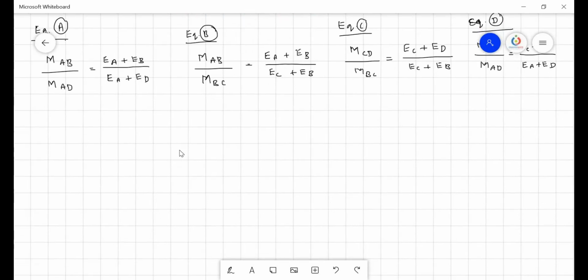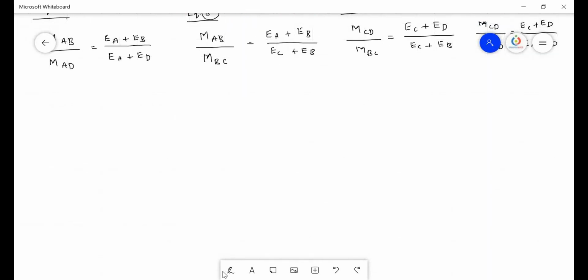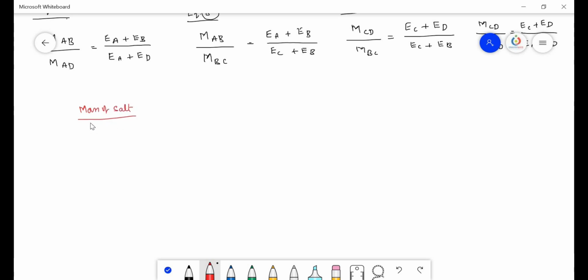Imagine that in any particular question, if they give salt and precipitate, then you take the mass of salt divided by mass of precipitate is equal to the equivalent mass of the salt, divided by the equivalent mass of the precipitate. Salt will have its own equivalent mass. So like this we have to solve the questions.